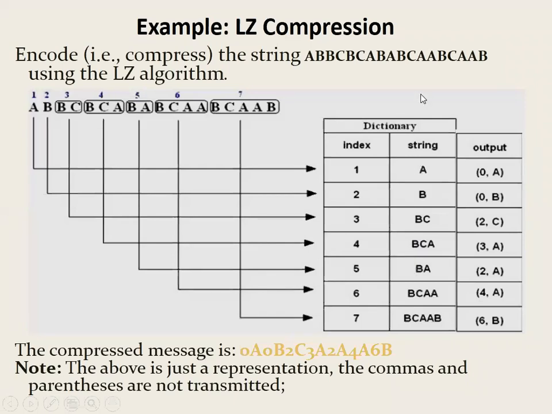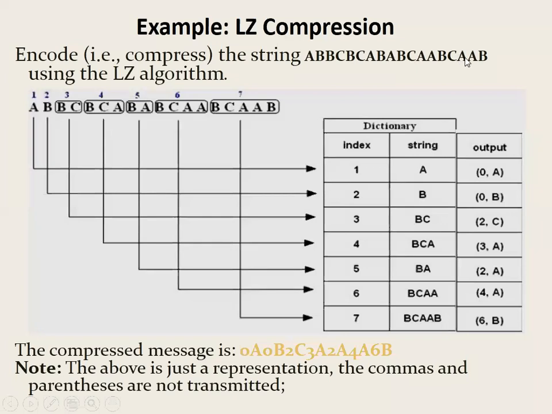Again, we stopped at this A. The next symbol to take is B. Take B. B is already available at index 2. Add more symbol. The next symbol to add is C. BC. Again, BC is not unique. It's available at index 3.